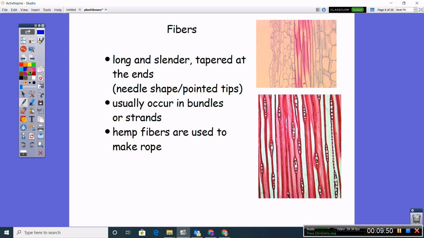And if you ever hear that term tapered, it means they get skinnier at the end. So if I was going to draw them, they look kind of like this, okay, where they would get skinnier at both ends. So needle-shaped pointed tips. These tend to occur in bundles or strands. So if you think about when you hear the word fiber, what you tend to visualize, that's what these are. And the example would be something like hemp fibers that are used to make rope.